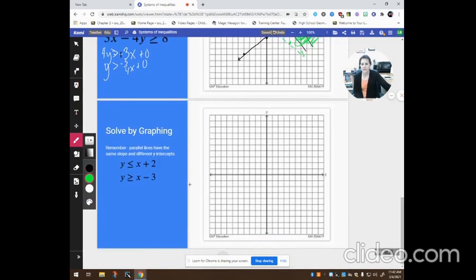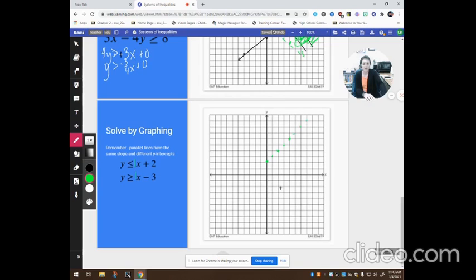All right, and let's look at this one. It says, remember that parallel lines have the same slope and different y-intercepts. So I know immediately that these are parallel lines because they have the same slope. So now we've got to graph them and work on the shading. So start at positive 2, and I go up 1 over 1, up 1 over 1, up 1 over 1.